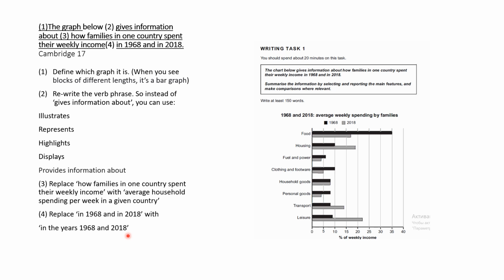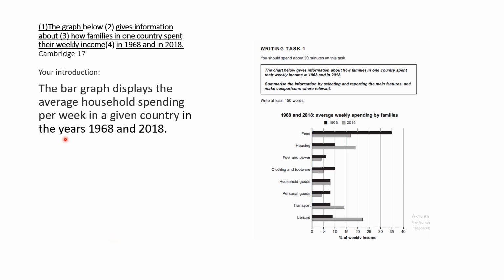When you write the introduction paragraph, you should make sure that you choose the correct tense. For example, here in 1968 and in 2018, this time period shows that the action happened in the past and we'll use past simple. Here is our introduction. The bar graph displays the average household spending per week in a given country in the years 1968 and 2018.